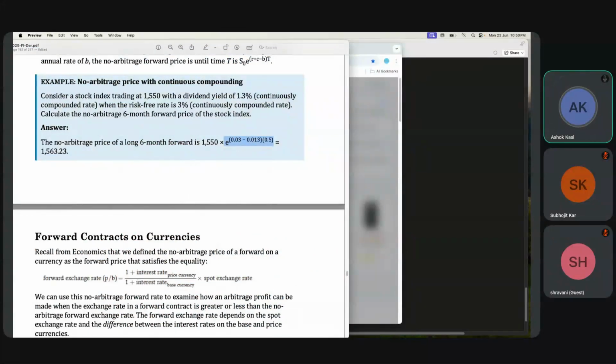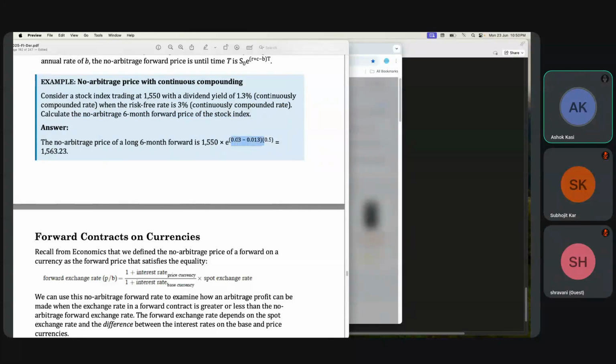So now consider a stock index trading at 1550 with a dividend yield of 1.3%, continuously compounded rate, when the risk-free rate is 3%. This is also continuously compounding rate. Calculate the no arbitrage 6 months forward price of the stock index.